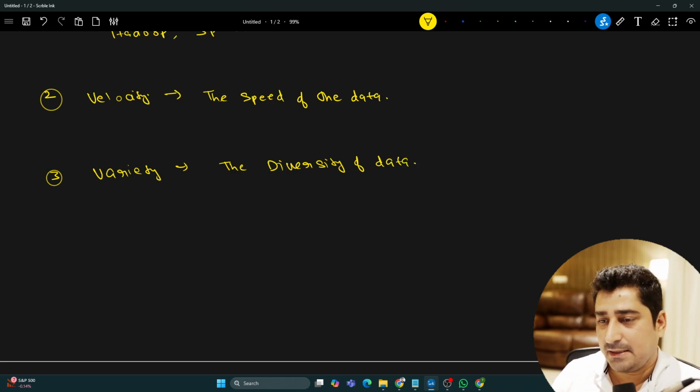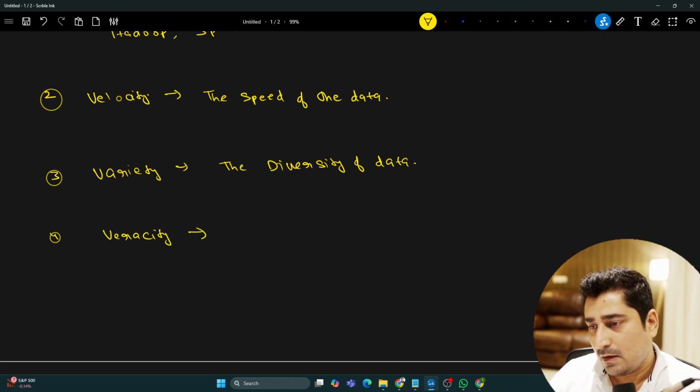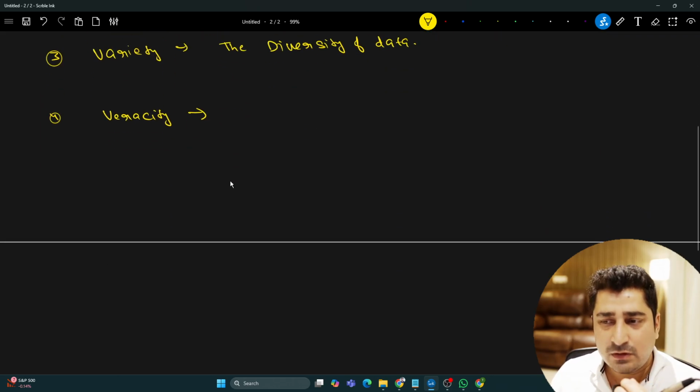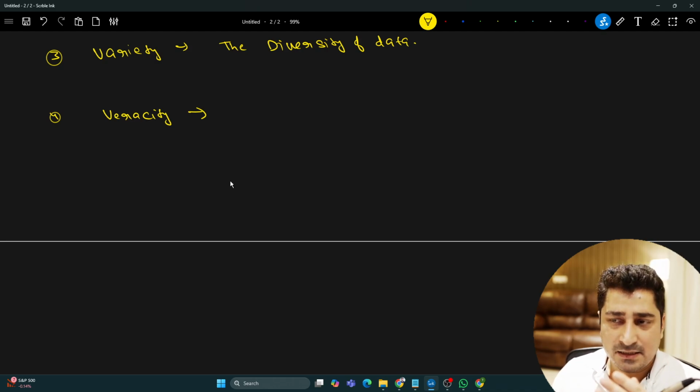which defines variety. Now, there is a fourth part, and the fourth part is called veracity. The very first three Vs that I have talked about were introduced at a very early stage to define any kind of data set as big data. Then the fourth and fifth Vs were added: the fourth V is veracity, and the fifth V is called value.